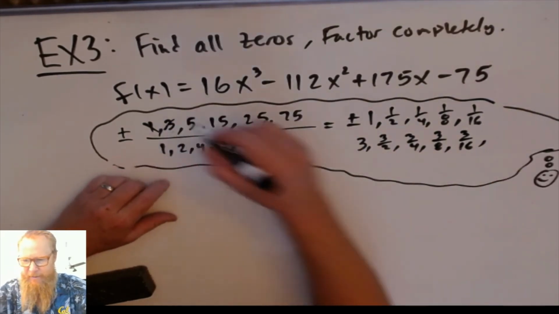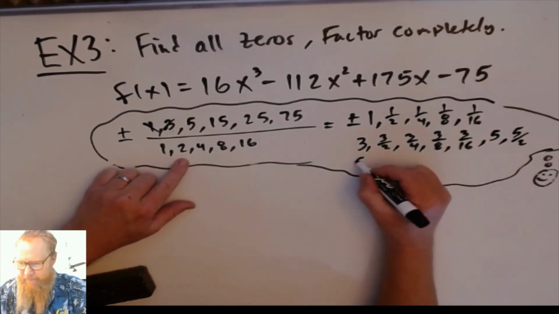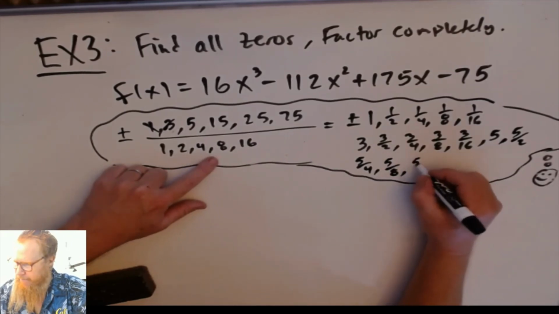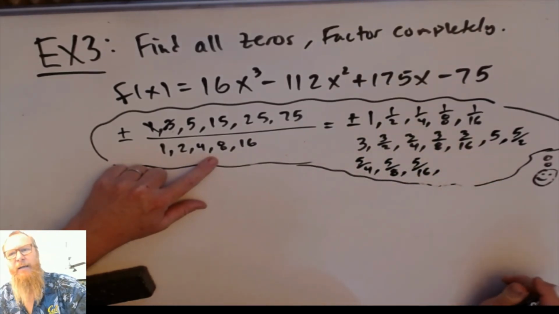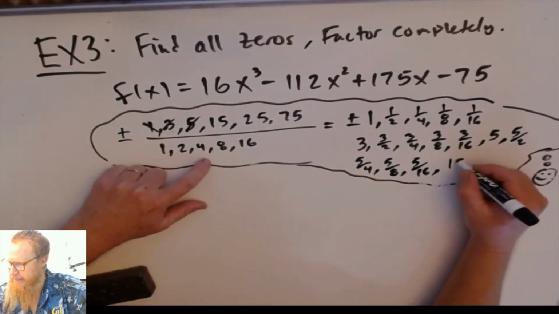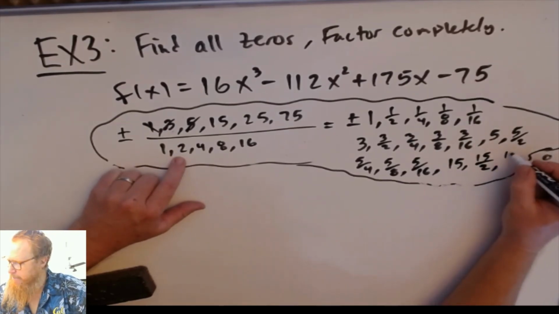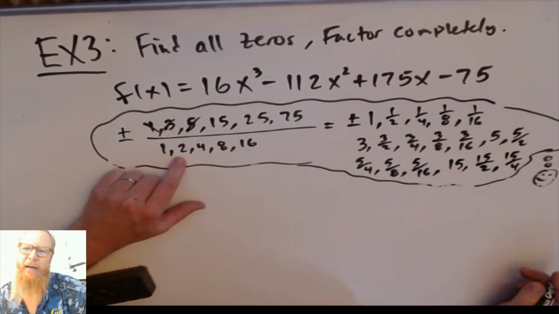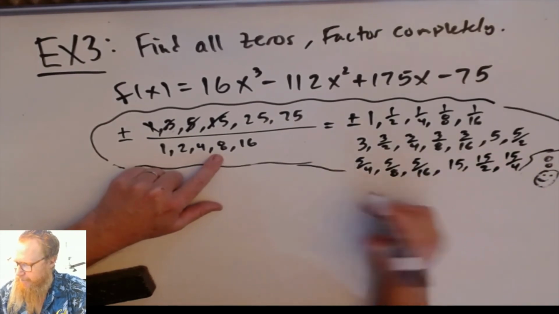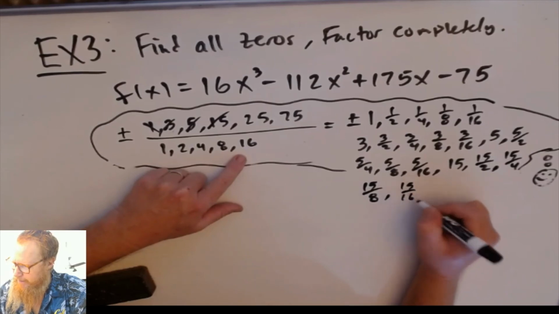What else? 5 over 2, 5 over 4, 5 over 8, 5 over 16, 15, 15 over 2, 15 over 4. Oh, man. I guess it's good practice. 15 over 8, I crossed it off a little bit too soon. 15 over 8 and 15 over 16.